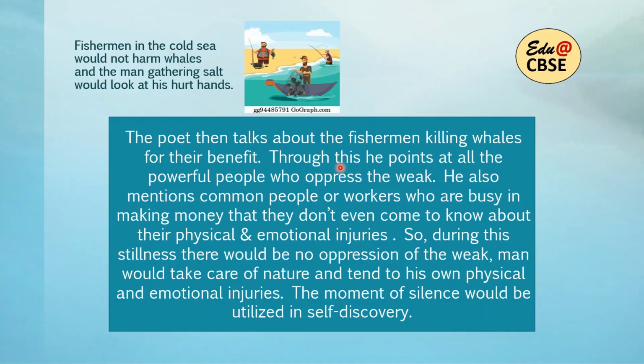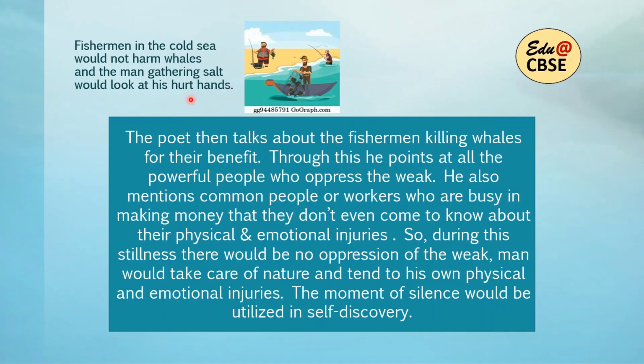These are the powerful people who oppress the weak. And it also tells us that man is harming nature. Through this, the poet is also telling us about the activities of man that go against nature. So he also mentions common people.